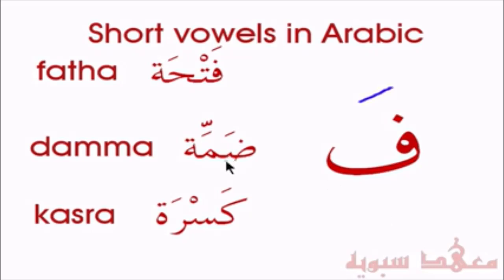Al-damma will be as follows. It's like a small wow. And we have the kasra, which is like a fatha but on the bottom. So let's assume that this is the line where we write. The fatha would be on top of the letter, damma would be on top as well, and kasra would be on the bottom. So fatha, damma, kasra. So that's just the terminology, and inshallah we'll find out how they're actually pronounced.